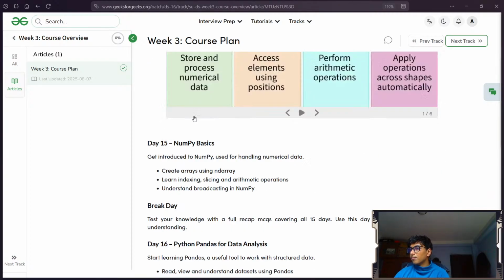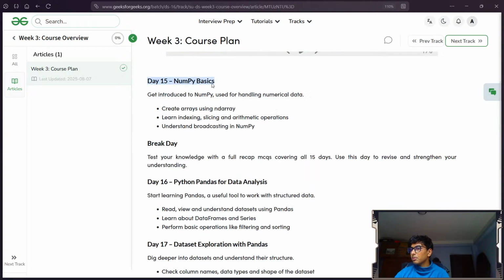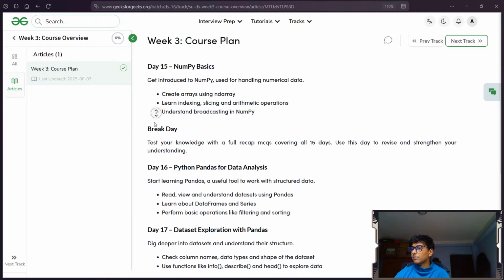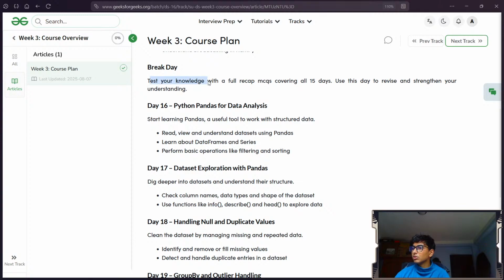Yeah, done. Okay, what we'll be doing: day 15, NumPy basics. Get introduced to NumPy, used for handling numerical data. Create arrays using ndarray, learn indexing, slicing, and arithmetic operations, understand broadcasting in NumPy. And break day: test your knowledge with a full recap, MCQs covering all 15 days. Use this day to revise and strengthen your understanding.